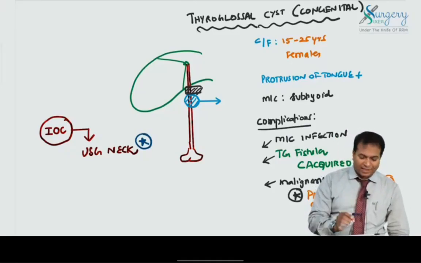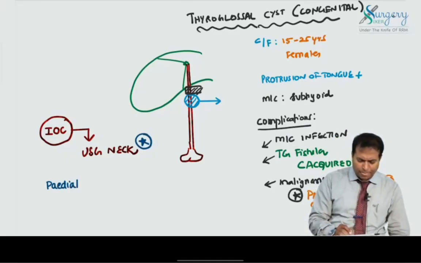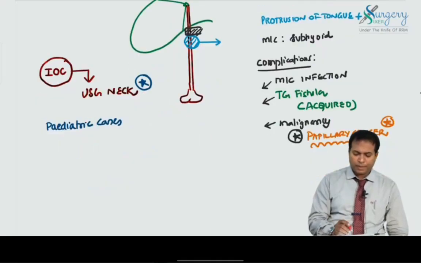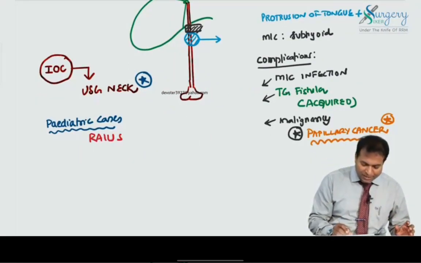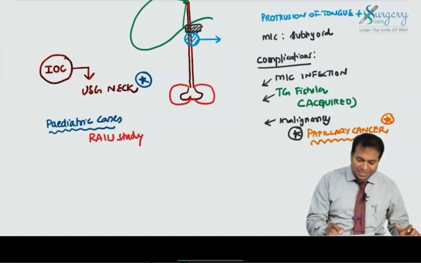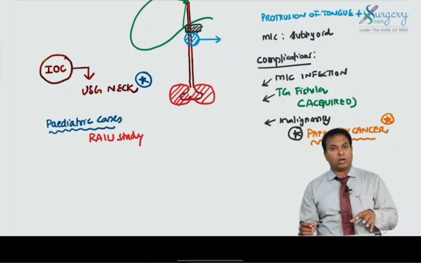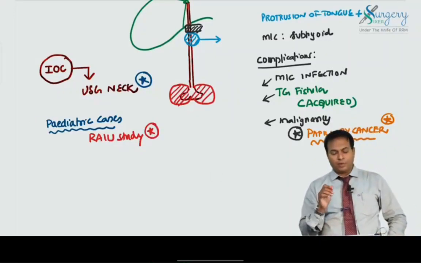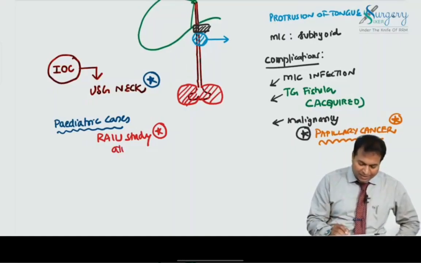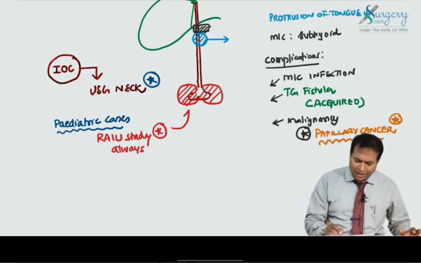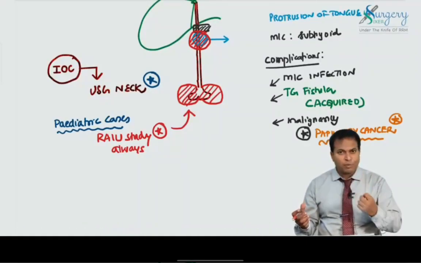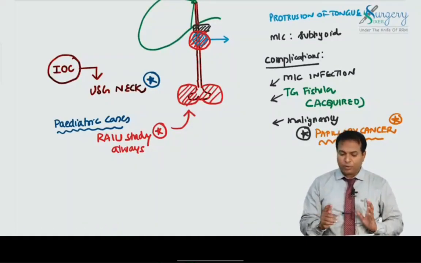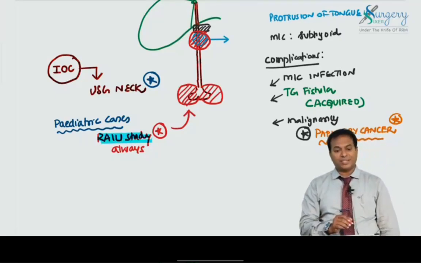I want to tell one interesting fact here. Before operating on pediatric cases, what should I do? One important investigation, not needed for adults: radioactive iodine uptake study. Because I want to know whether the normal functioning gland is present or not. If there is no active functioning thyroid gland, and this is the only functioning gland, I will delay the surgery until the baby grows. Otherwise, if the only functioning thyroid tissue, which is the thyroglossal cyst, is removed, the baby will land up in cretinism. Therefore, in pediatric cases alone, radioactive iodine study is advised.